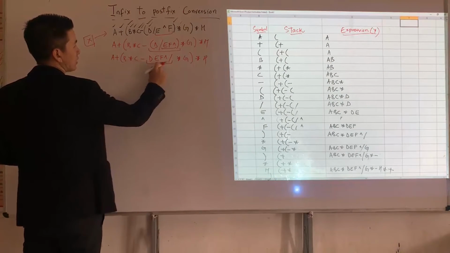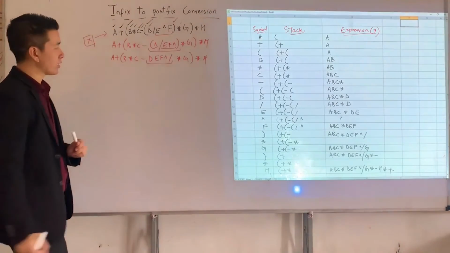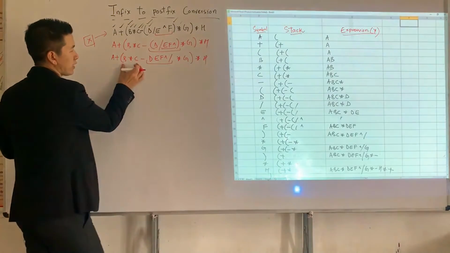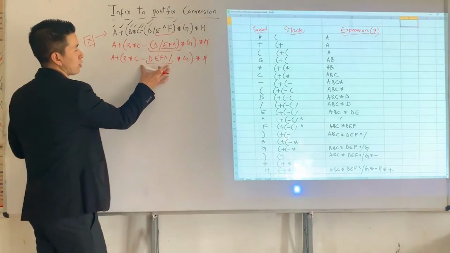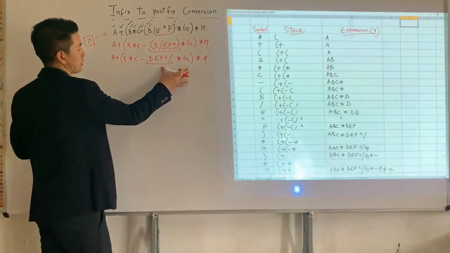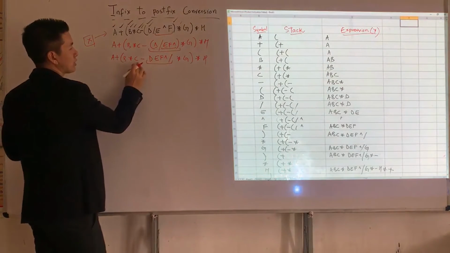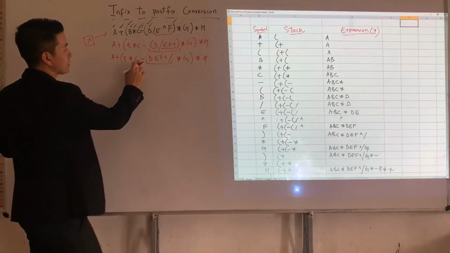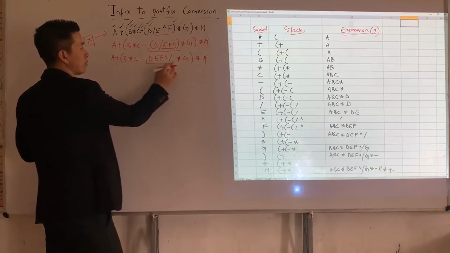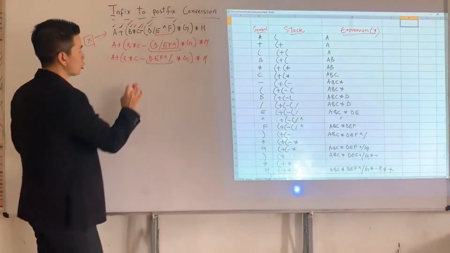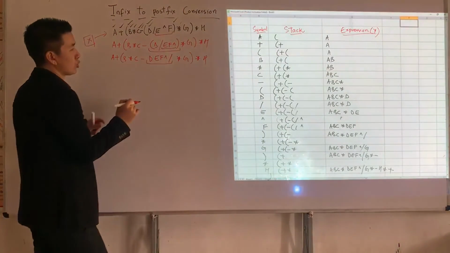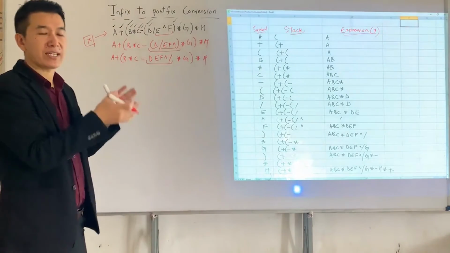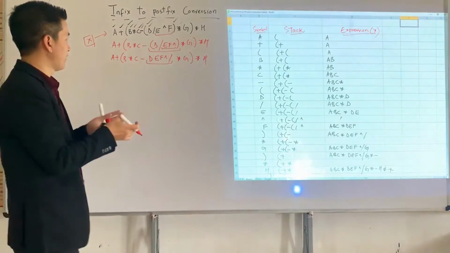Multiplication, minus, and then you have multiplication, right? So now the question is, should I be evaluating this first, or this first, or this first? Should it be B into C, or C minus, or this multiplied by G? So minus is out of question, so you have two multiplication operators. So the one which comes first on the left has to be evaluated first.